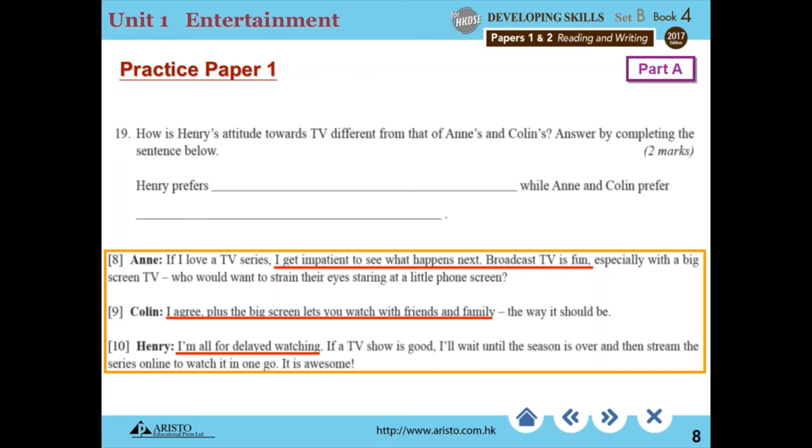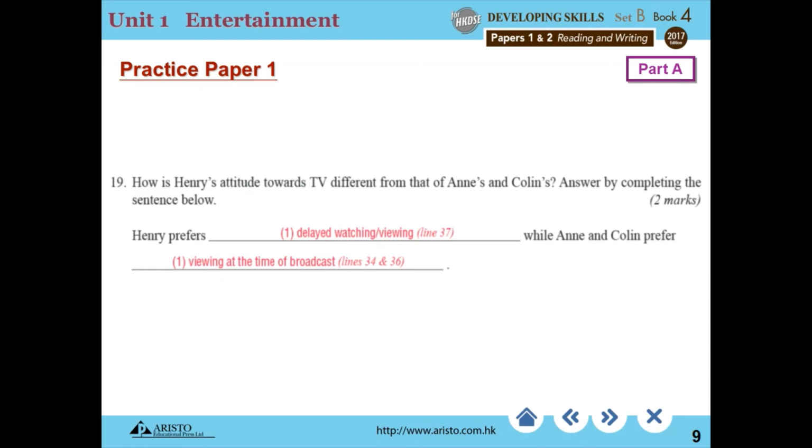As for Henry, I'm all for delayed watching. The phrase all for refers to his preference. This is what he likes doing and what makes sense to him. So, from these underlined phrases, you can see that Anne and Colin usually choose to watch TV at the time of broadcast, while Henry usually chooses delayed watching. Therefore, the answer to this question is that Henry prefers delayed watching or viewing. Both words are fine. While Anne and Colin prefer viewing at the time of broadcast.